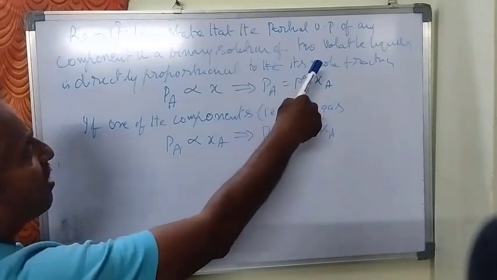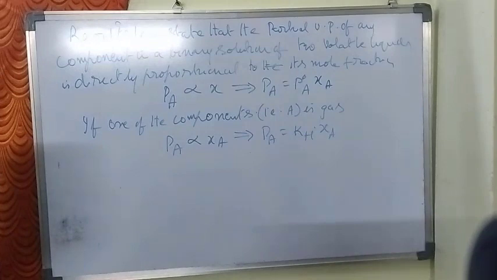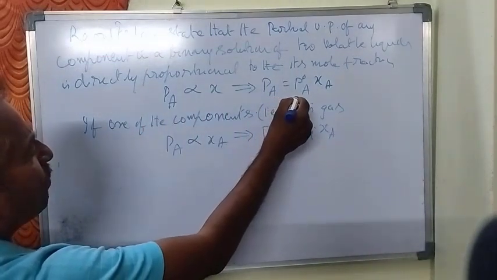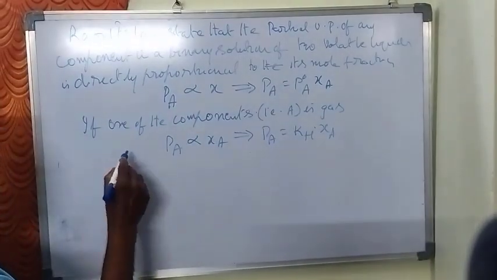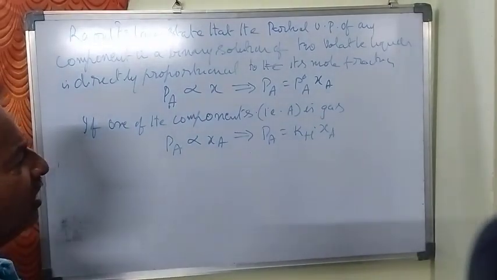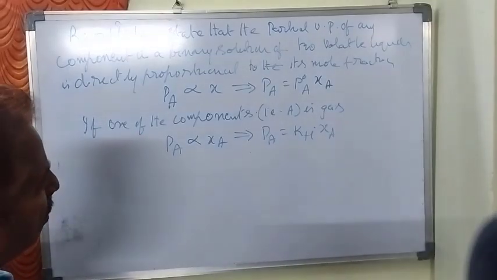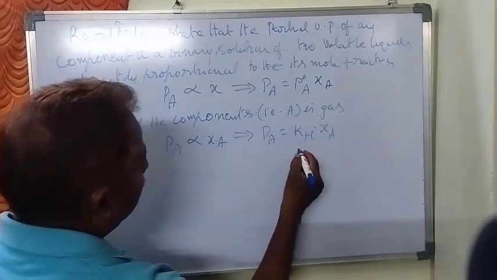So here, what we discussed is the binary solution of two volatile liquids. The partial vapor pressure of any component is given by PA equal to P0 into XA. If A becomes a gas, then what happens? The partial pressure of the gas over the liquid is proportional to the mole fraction of the gas dissolved in the liquid. Therefore, PA is proportional to XA, PA is equal to KH into XA.